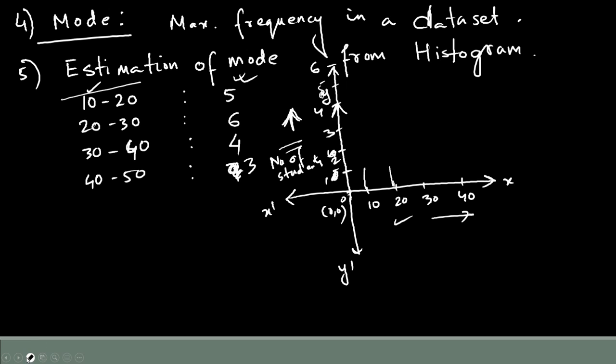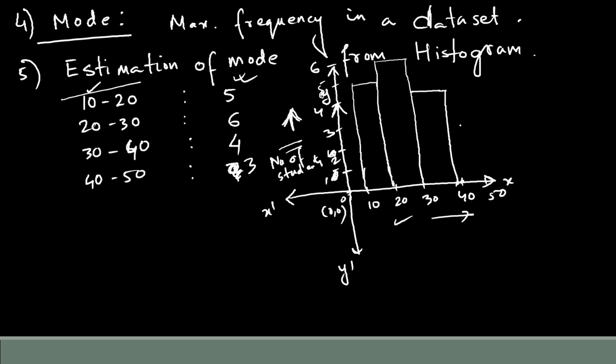Okay, so this is up till 5. 20 to 30 is up till 6. 30 to 40 is 4. And 40 to 50 is given as 3.